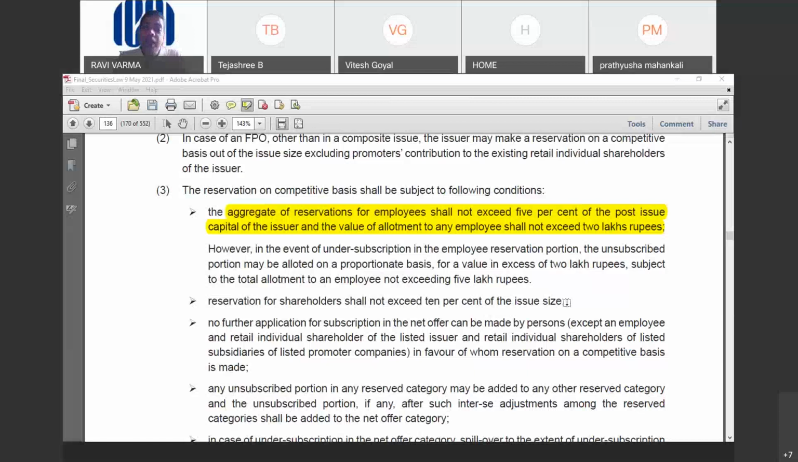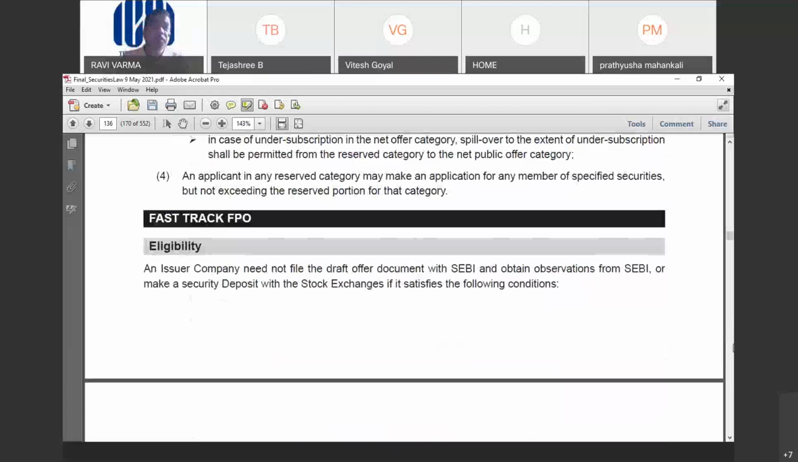We need to file a draft offer document with the SEBI. But in the FPO, you may go away without filing the offer document with the SEBI. See the first line itself, starting on page 136: a company need not file the draft offer document and wait for observations from the SEBI. They can straight away go for the FPO, making a public issue.